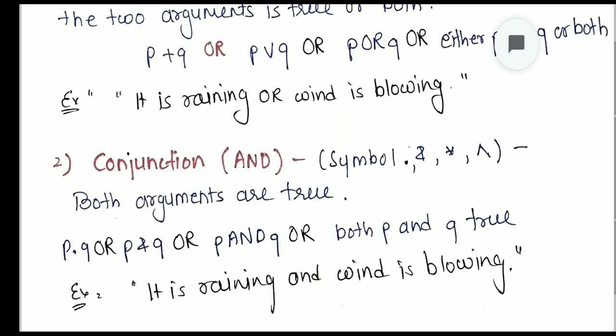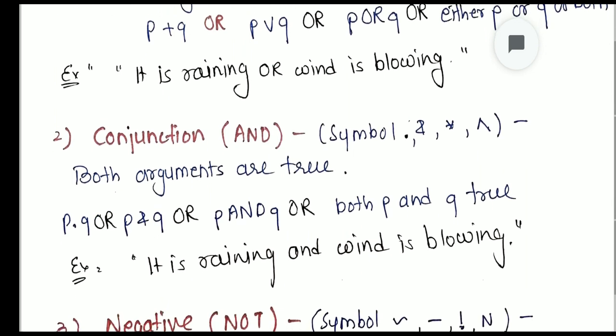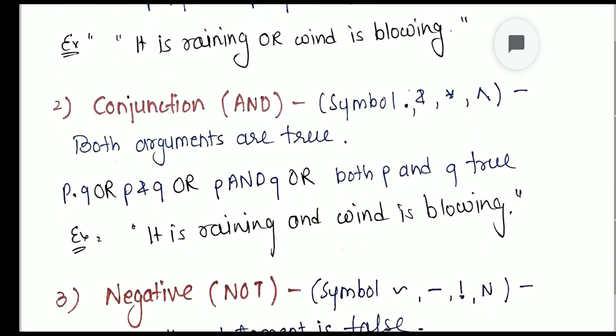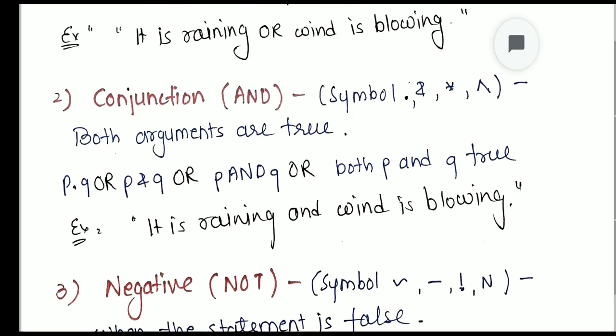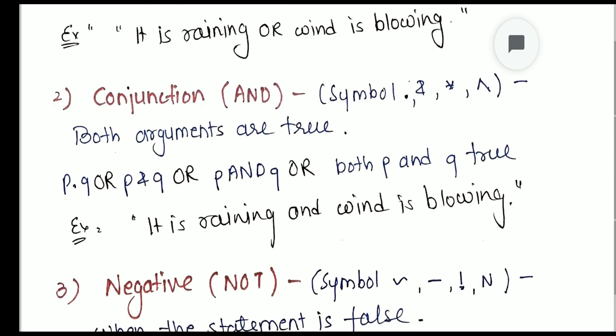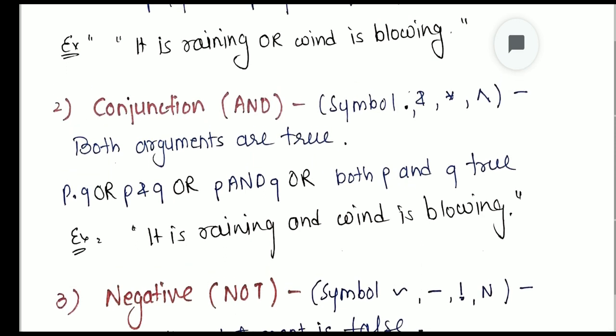The third connective is not. Basically, it can also be considered as an operator, and it is used whenever we have to represent that the statement is false. That can also be considered as negation. For example, it is not raining.